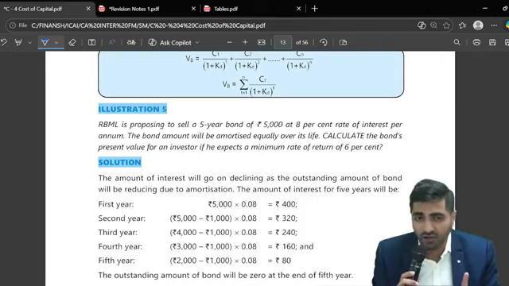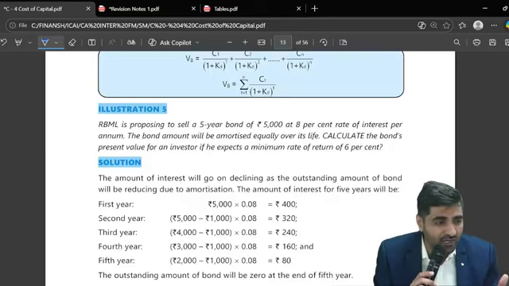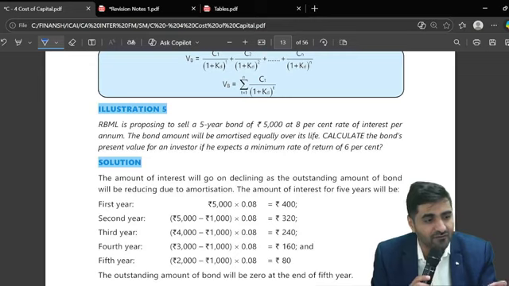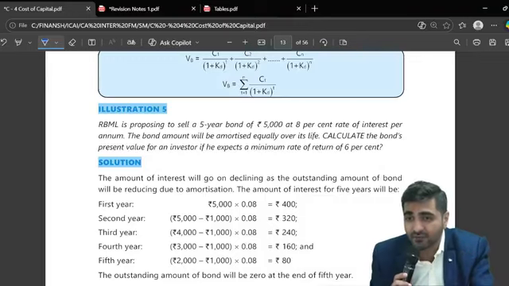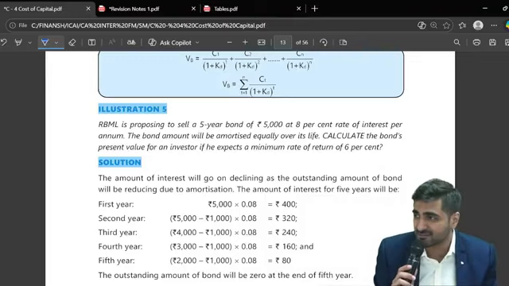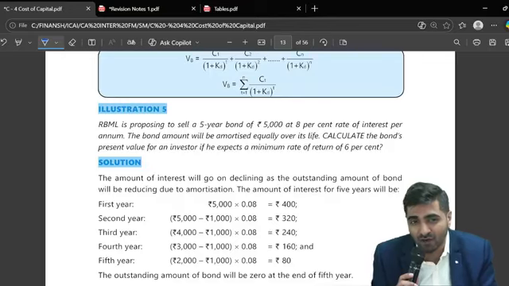In this particular case, they have told you that the bond will be amortized equally over the life. Calculate the bond's present value if he expects a minimum rate of return of 6%. So here the rate is given to you. What is the rate given to you? 6%.